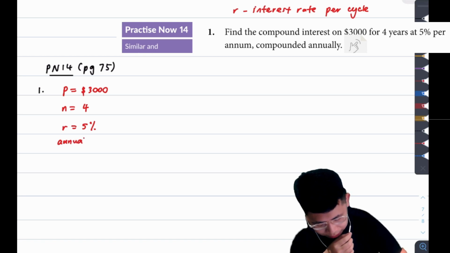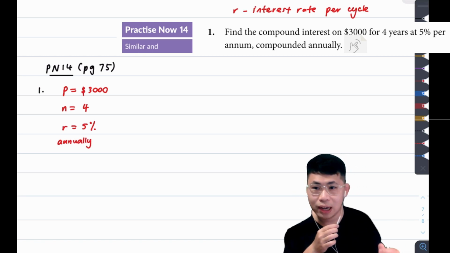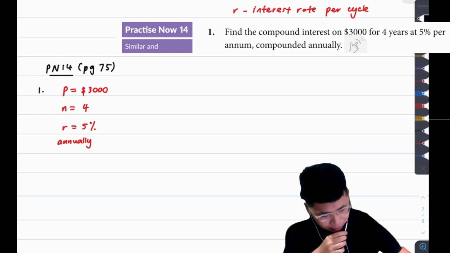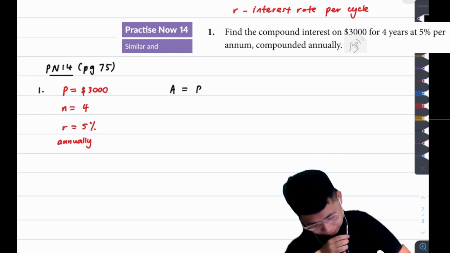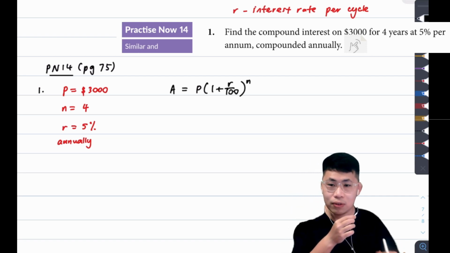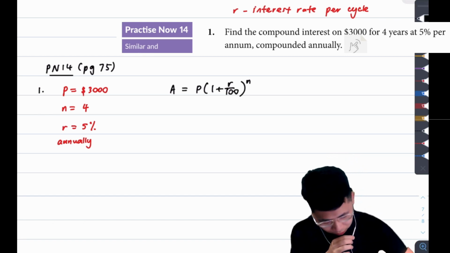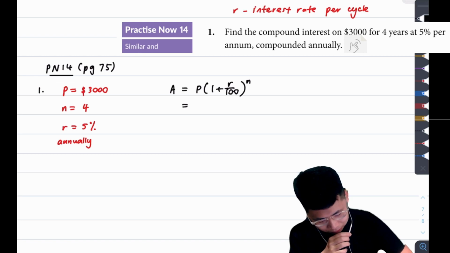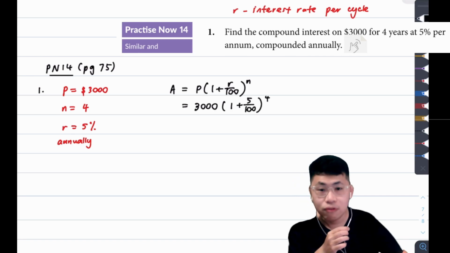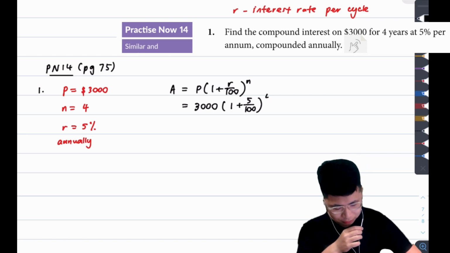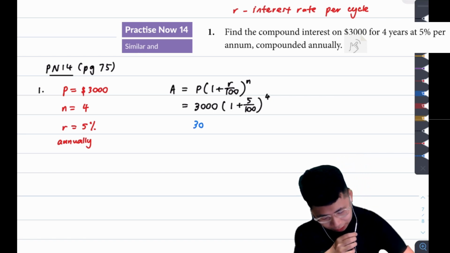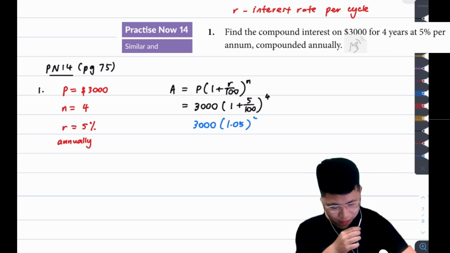This compounding annually is very important. So without further ado, let us take a look at how we use the formula over here. A would be the total amount of money. The principal, 3,000. We have 1 plus 5% over 100 to the power of 4. What we're doing above is just 3,000 times 1.05 to the power of 4, as you can see over here.